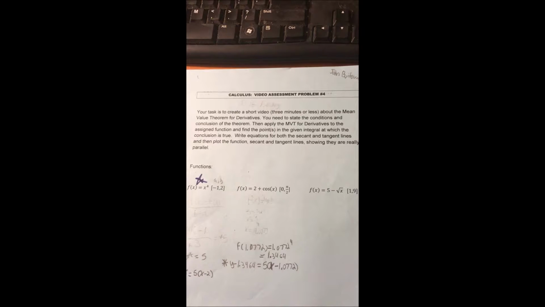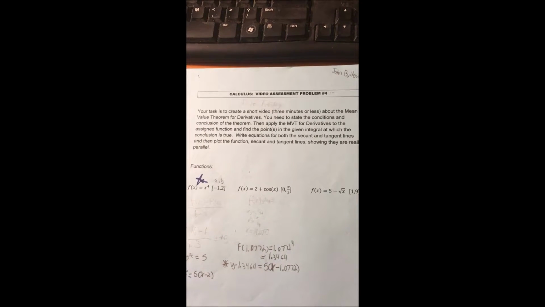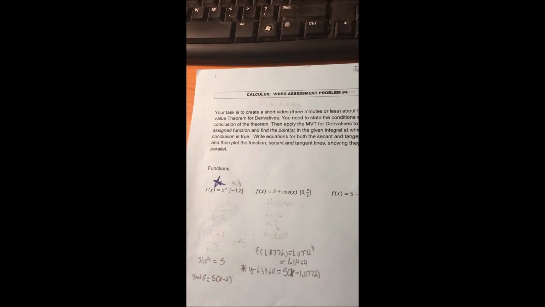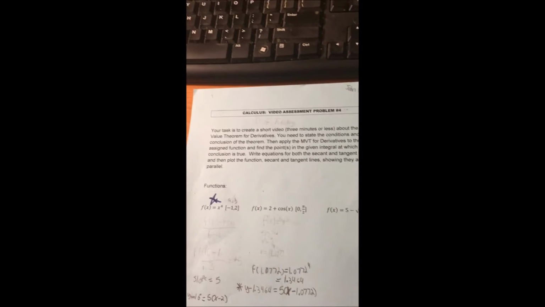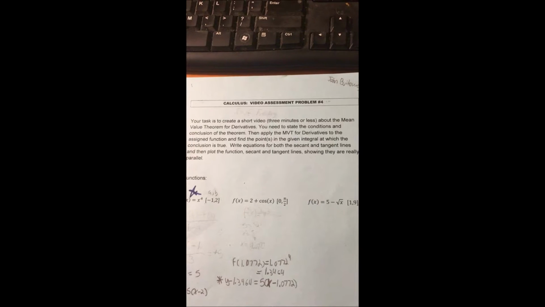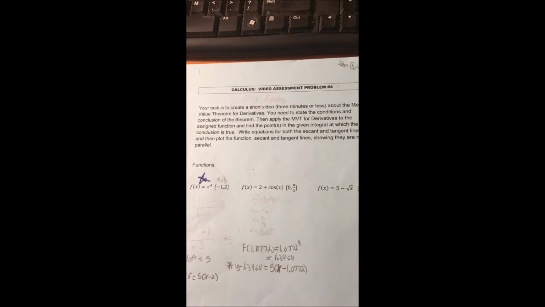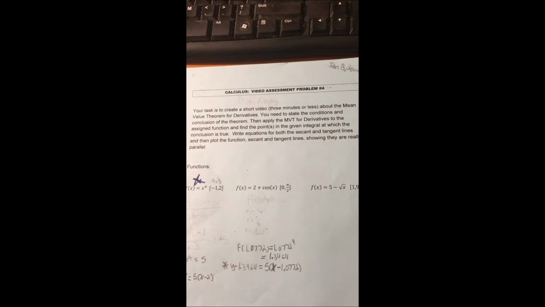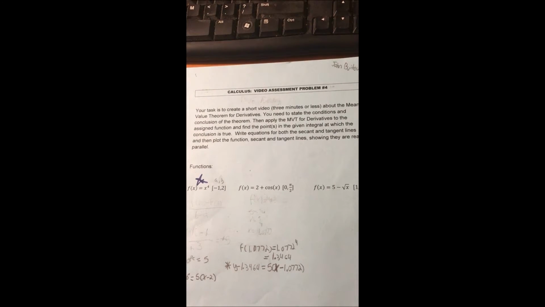Today, I'm showing you a video involving the mean value theorem, in which I was given a function f of x equal to x to the fourth power with an interval of -1 to 2. I was asked to find if the mean value theorem is true with this function and interval, and to find the secant line and tangent line, and to show that they are parallel.